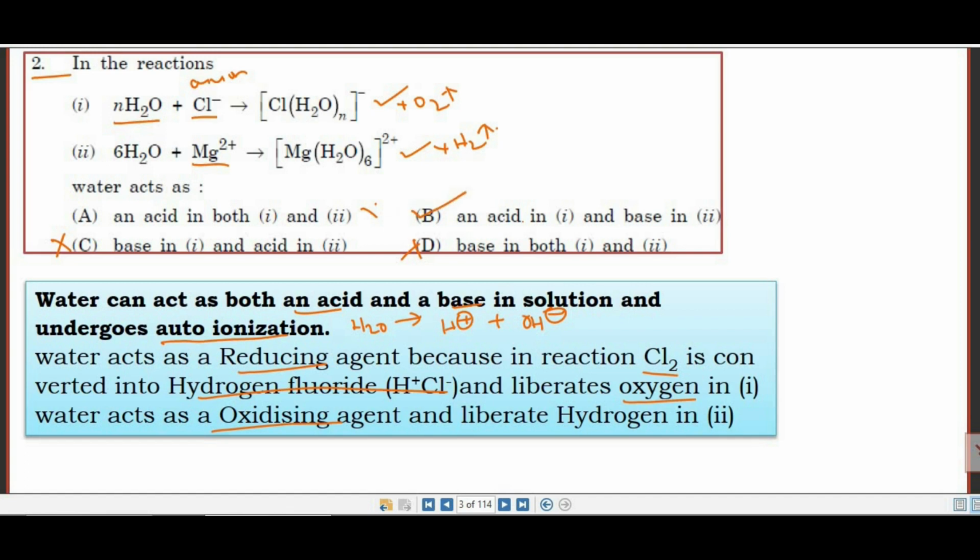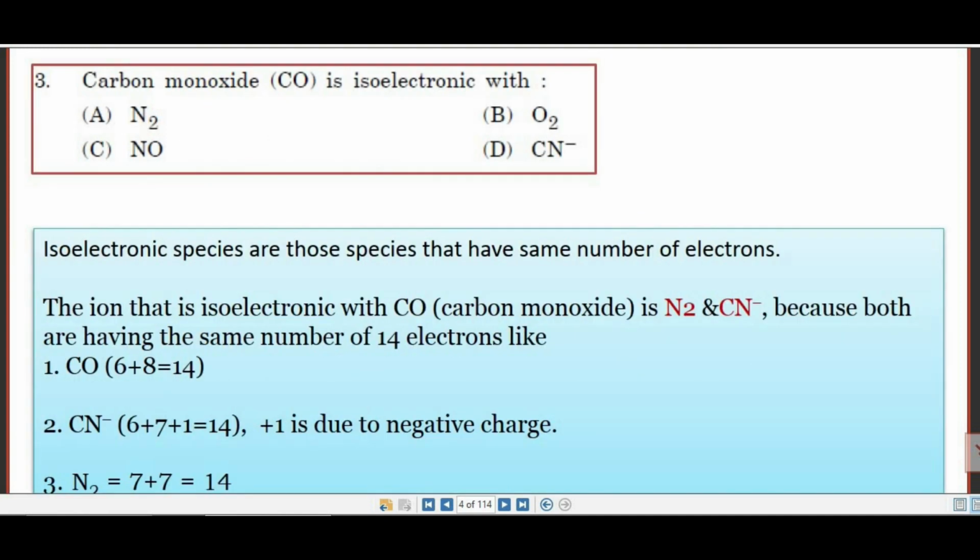Water acts as an acid in 1 and base in 2. Question number 3. Carbon monoxide, CO, is isoelectronic with which of the compounds? Isoelectronic species are those species which have the same number of electrons. The species that is isoelectronic with CO, carbon monoxide, is N2 and CN minus. Here CO has 6 plus 8, carbon 6, oxygen 8, so 14 electrons.